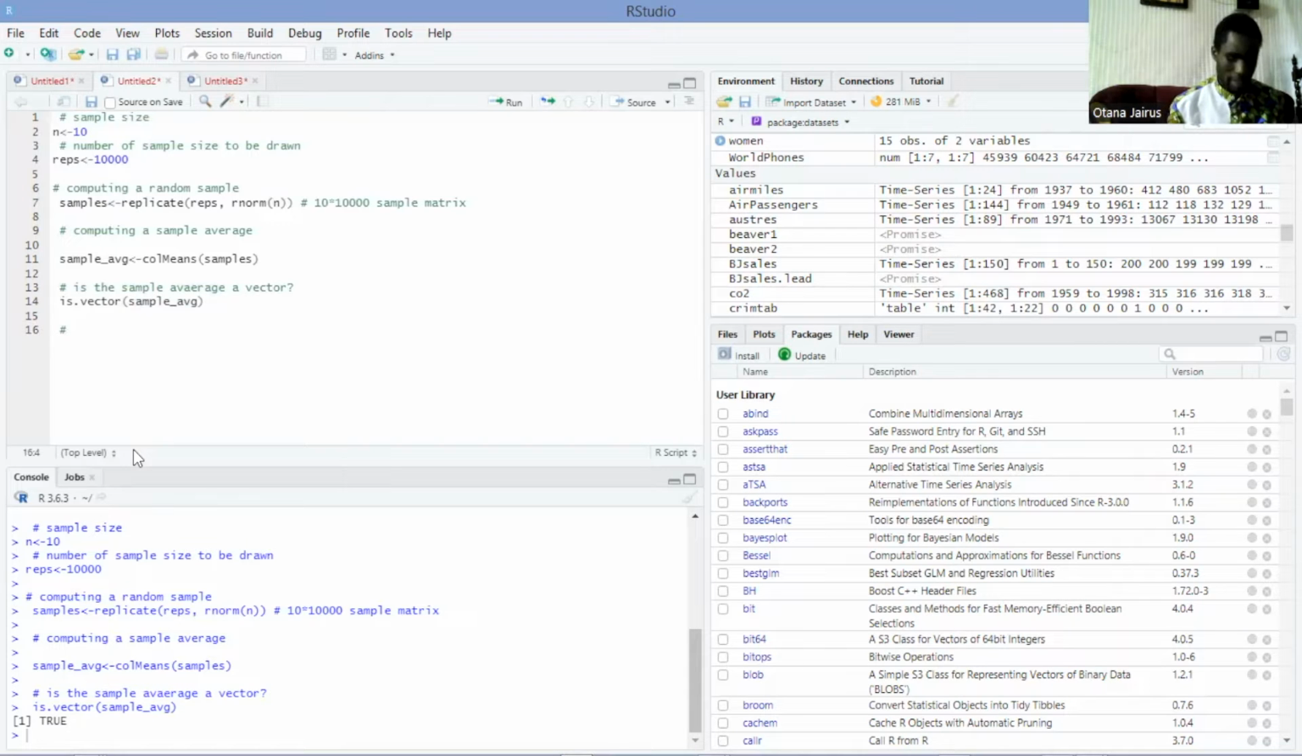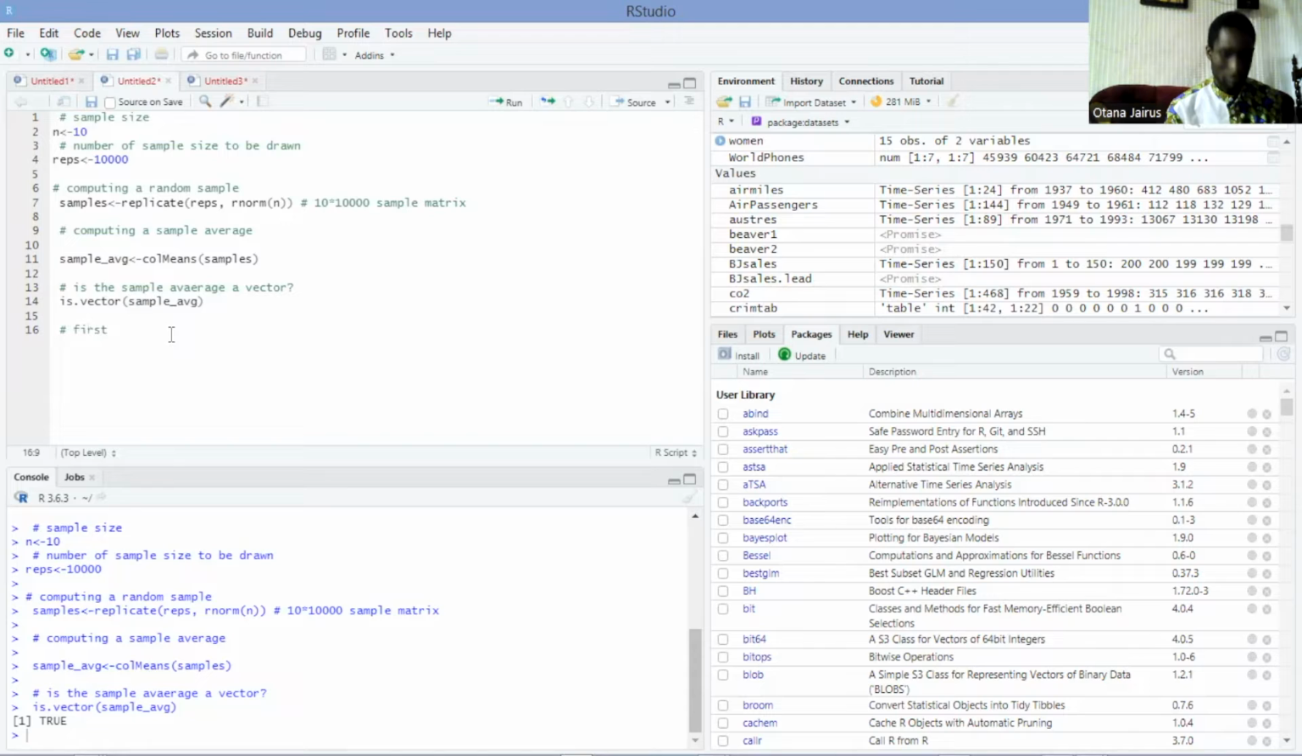We can ask R to display for us the first row for the sample average. Remember, it is 10 by 10,000. If it displays all of this data, it is very large. We can just tell R to display for us the first row for our sample average.